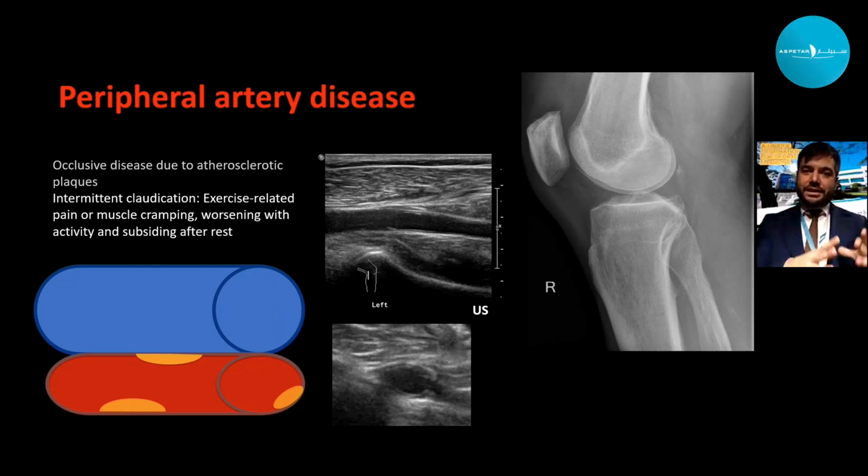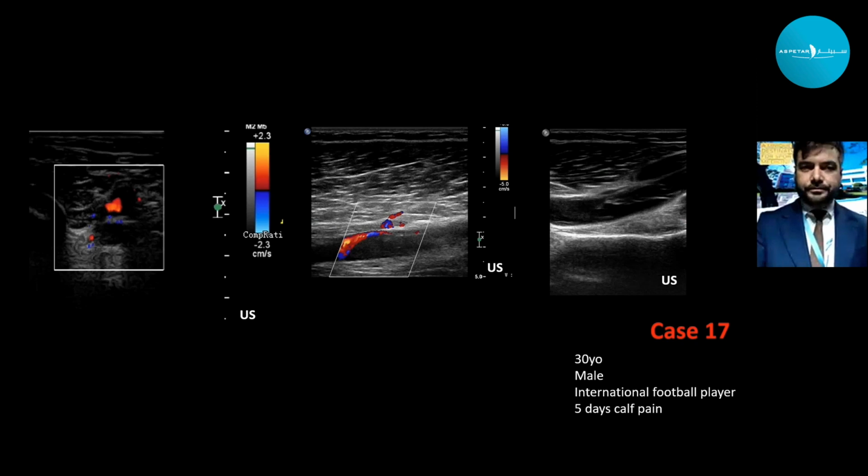However, in my experience, I have seen patients not that old, with, let's say, a lesser degree of peripheral artery disease, who cannot perform as before regarding running and exercise. Okay, so think about this. Also, we can see in the X-ray the calcification of the artery wall.